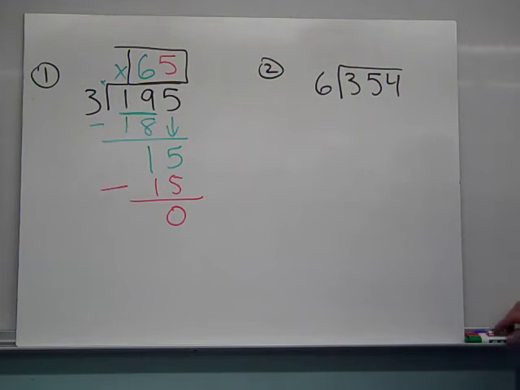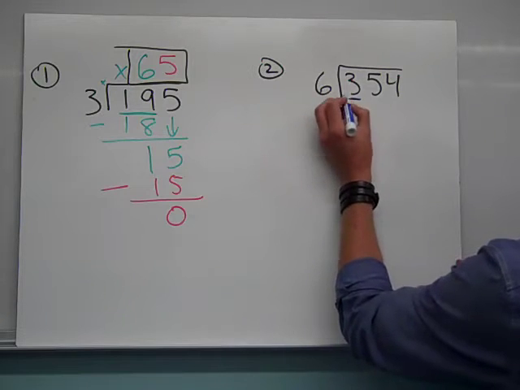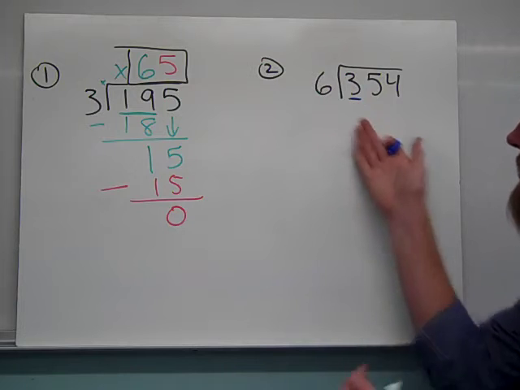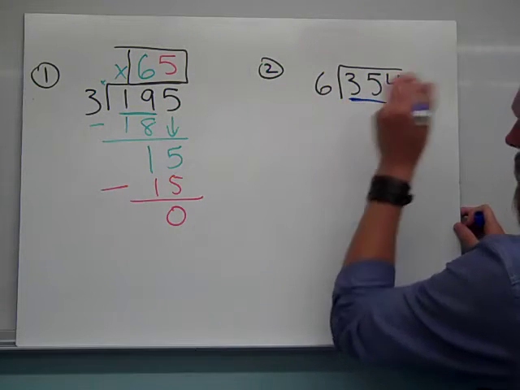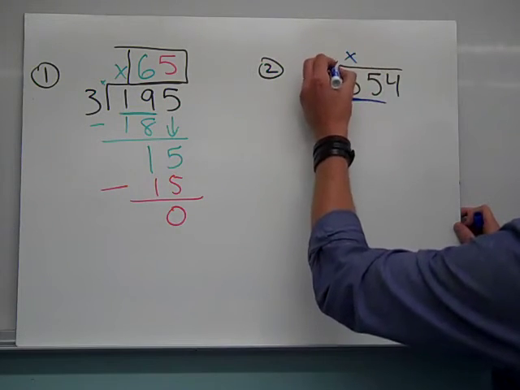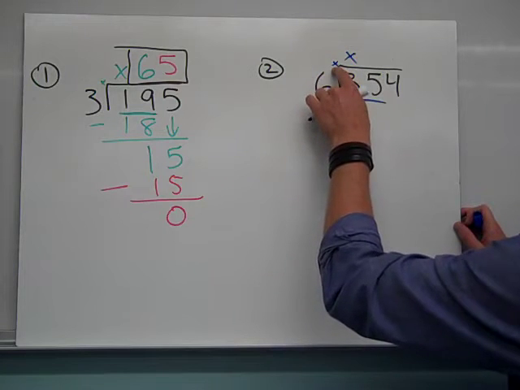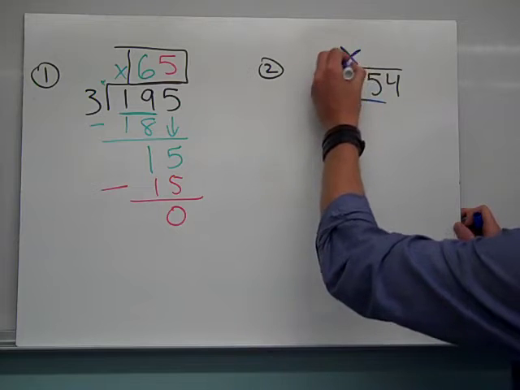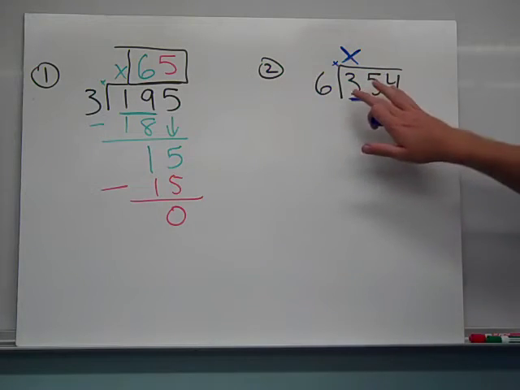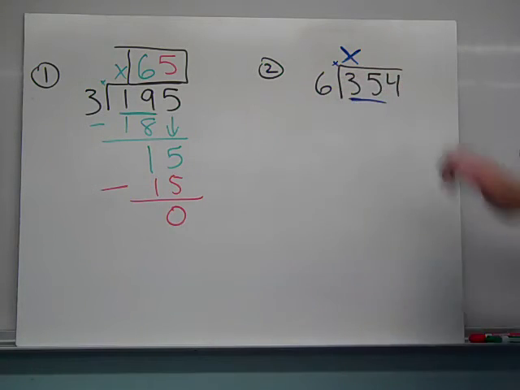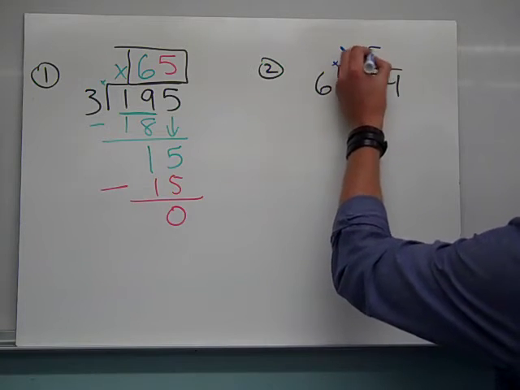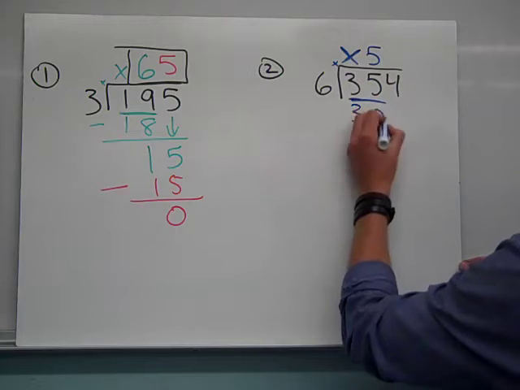The second one. I know that 3 divided by 6 can't happen because 6 times the number does not equal 3. So now I'm dividing 35. Remember, this is a multiplication sign. You don't have to have it there. And this is an X saying that I'm done with this spot right here. So 6 times what equals 35? Well, 6 times 6 equals 36, and that's too much. So 6 times 5 equals 30.